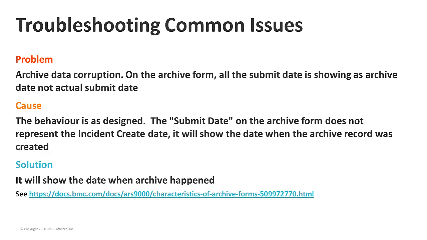The next is archive data corruption. On the archive form, the submit date for all the records is showing as the archive date and not the actual submit date. This behavior is as designed. The submit date for the archive records represents the date when the archive will happen and not the actual create date. However, the original request ID and the create date of archive records are still there, copied to a different field ID on the archive form, and they are preserved in the archive form.